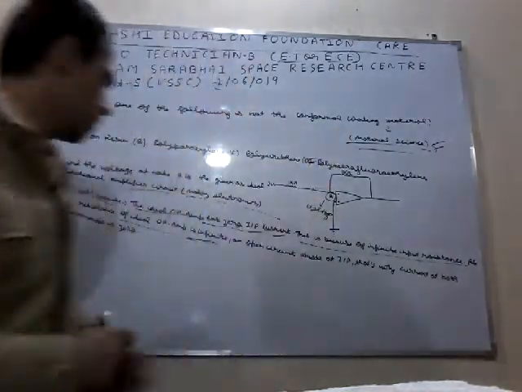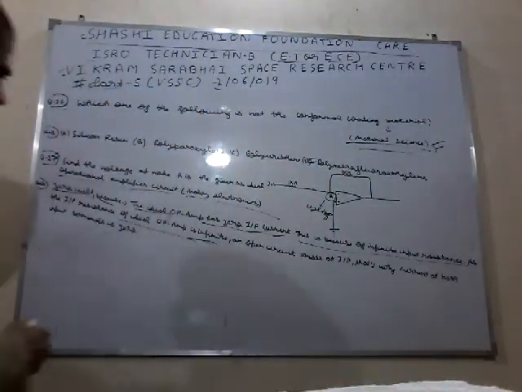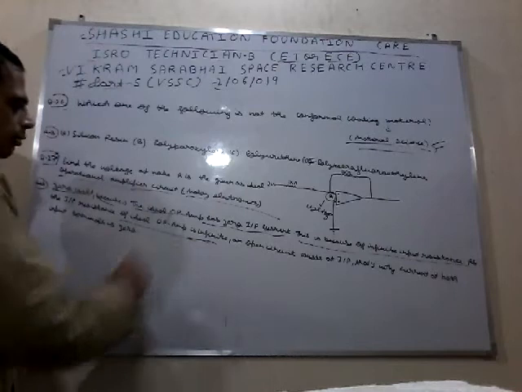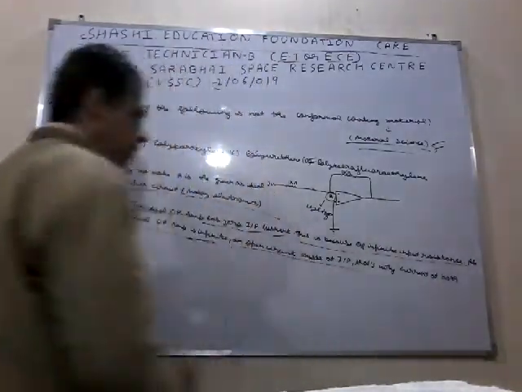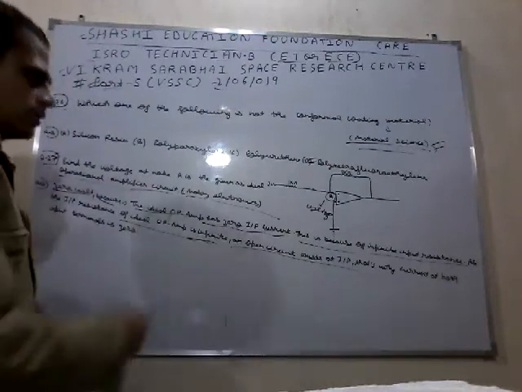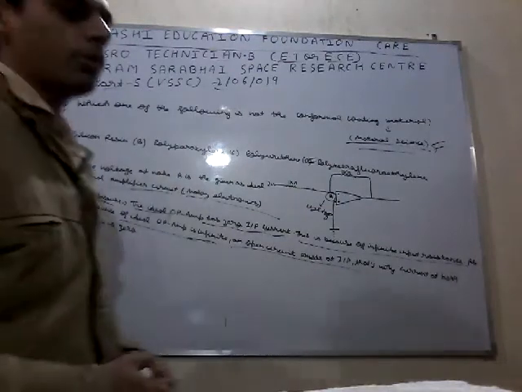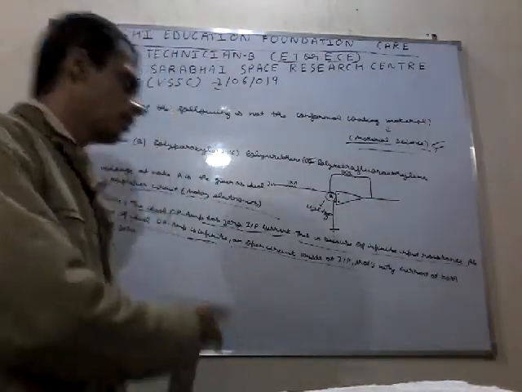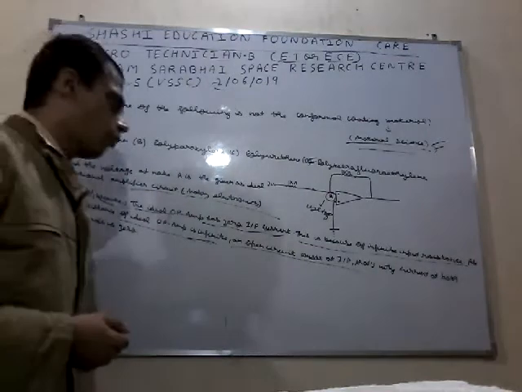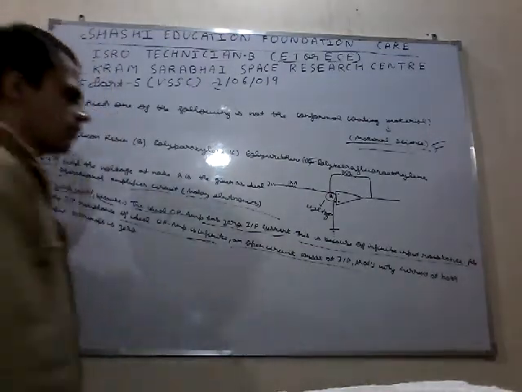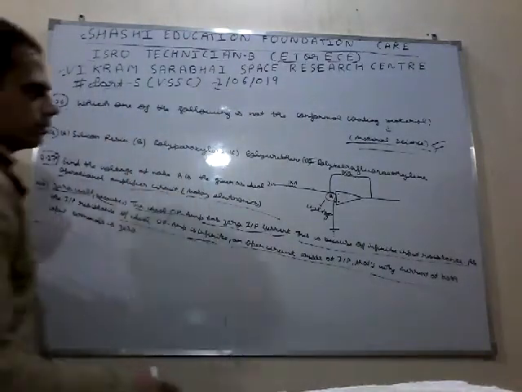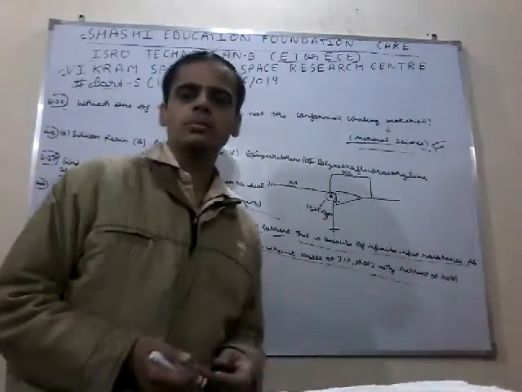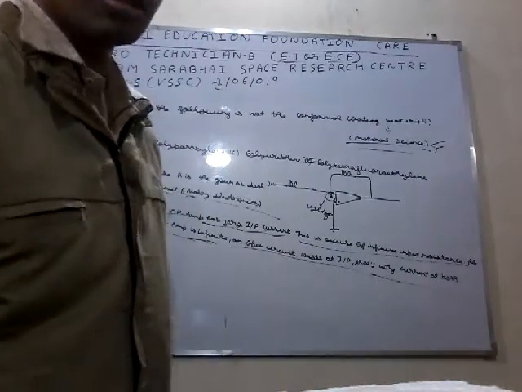Okay, now let's move on. The input resistance of an ideal op-amp is infinite. An open circuit exists at the input. Yes, an open circuit exists simply because we can't give any supply. So the open circuit exists at the input. That's why the current at both input terminals is zero. Now let's move on to the next question.